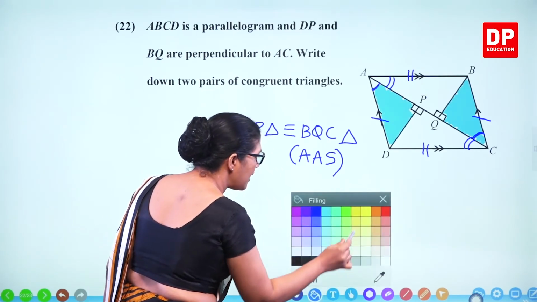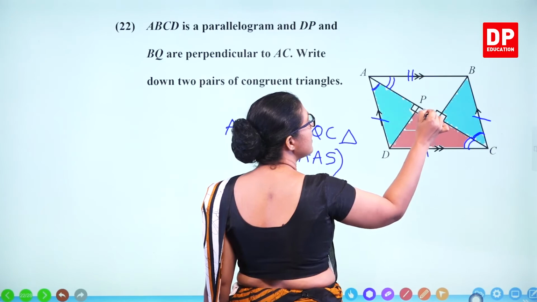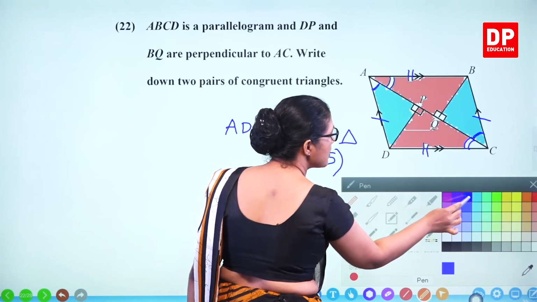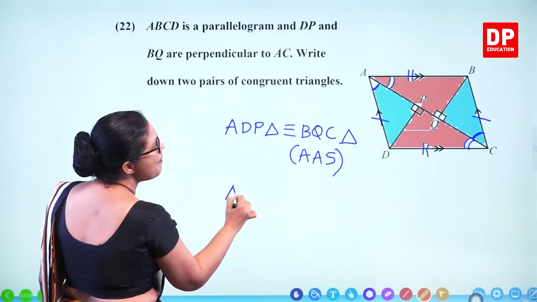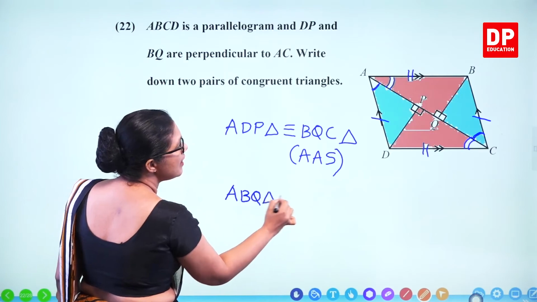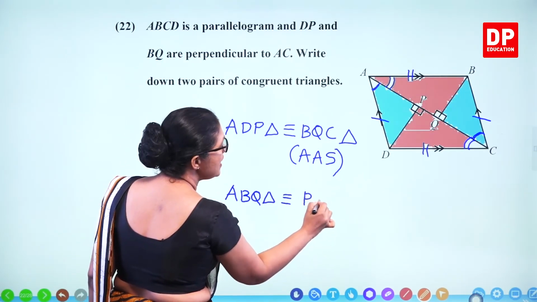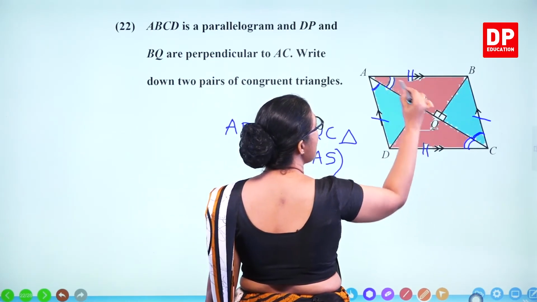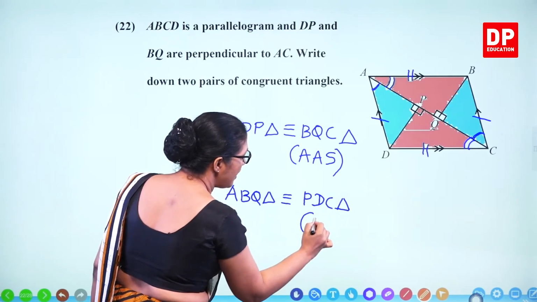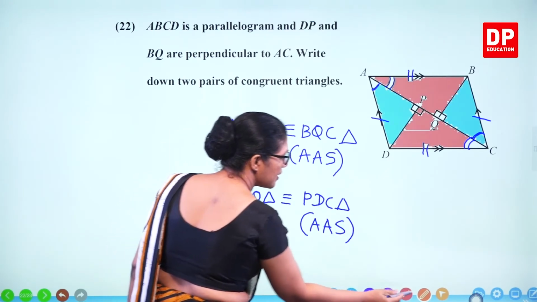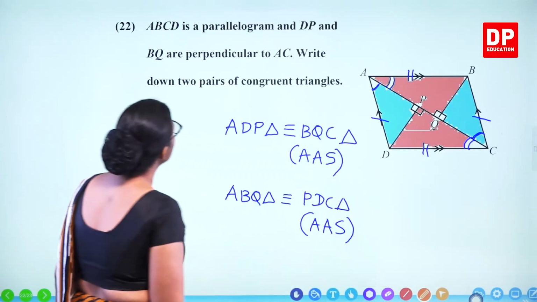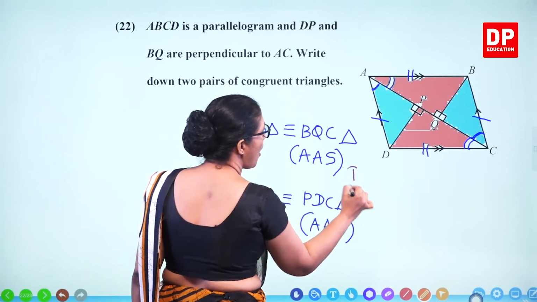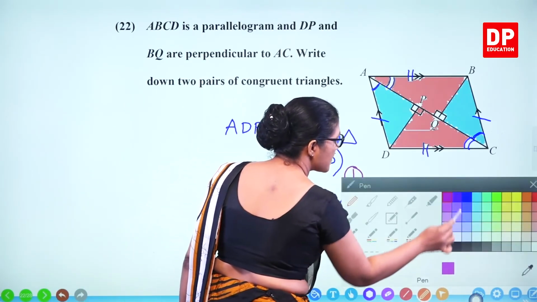Now we'll take another color to show that this triangle and this triangle are also congruent. So we can write ABQ triangle is congruent to PDC triangle. What's the case? Lengths are equal, this angle and this angle. Again, angle, angle, side. So you get 2 marks to identify the congruent triangles. You have to give 2 pairs. So 1 mark for each answer.